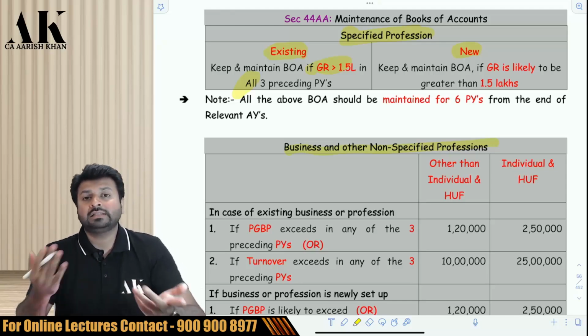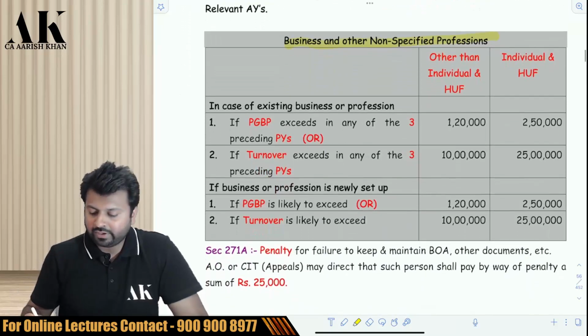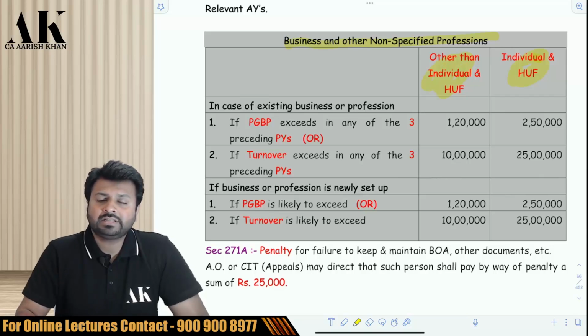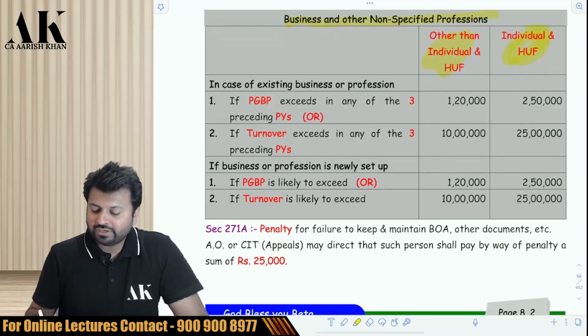Okay. Now for others, this is for specified professional. What about others? In others, there are two categories. For individual HUF, the limit is separate. For other than individual HUF, the limit is separate. Alag means separate. Sometimes Hindi words might come out of my mouth, so please forgive me. I'm trying my best not to use even a single Hindi word, but still sometimes it comes. Sorry for that.